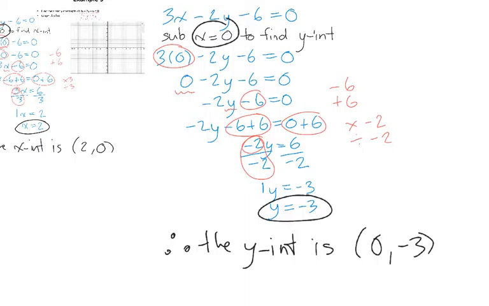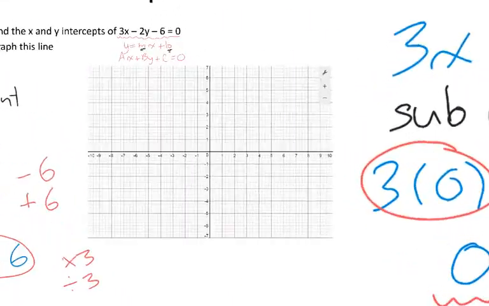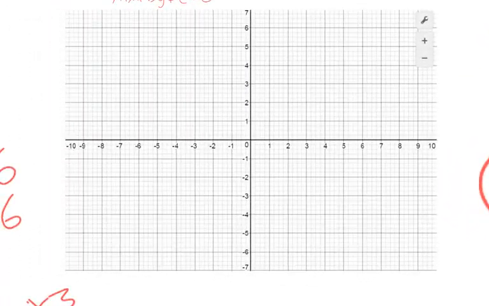At this point, I'm going to take both intercepts and graph them on this blank graph I have over here. So the first coordinate that I'm going to graph is 2, 0. 2, 0 would be right over here. That would be considered the x-intercept. I'm going to graph 0, negative 3, which is right over here. That would be considered the y-intercept. Once you have those 2 points, you can connect them with a straight line.